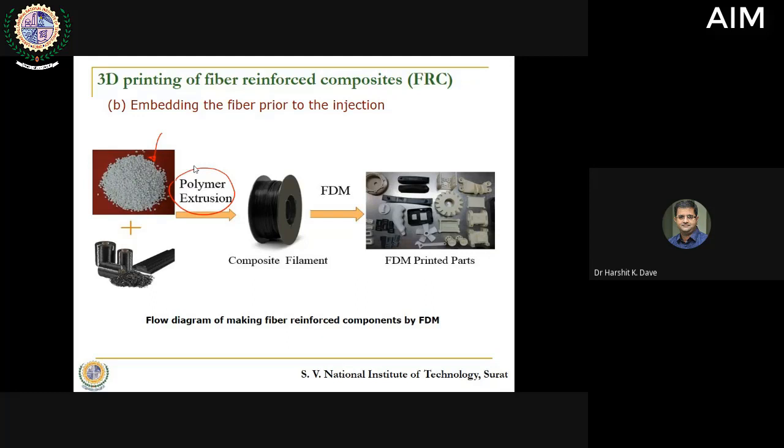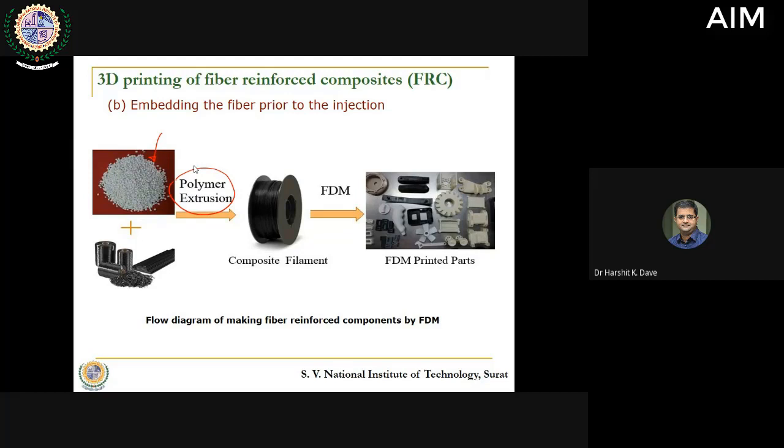These fibers are mixed with the polymers and the composite filament is created. So now when you carry out the FDM process, it is the usual FDM process that you carry out. There is no difference, there is no requirement to worry about the fibers. Only problem, as I said initially, that can occur is the clogging of the nozzle.